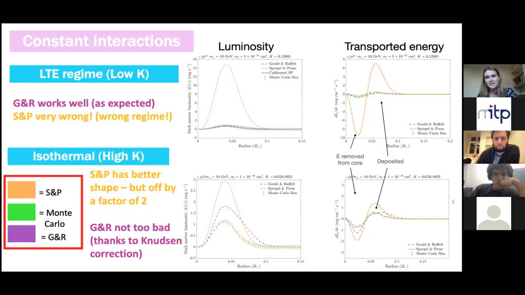Also, Gould and Raffelt used a kind of simplified set of units. So they were using everything scaled according to a scale length. So the temperature was essentially 1 Kelvin in the sun on average.